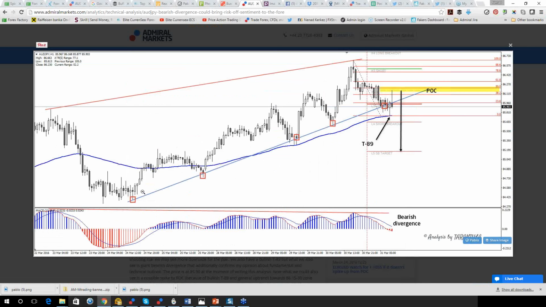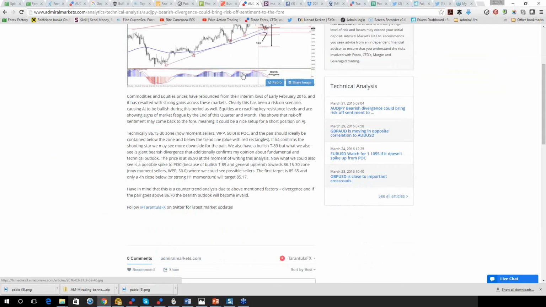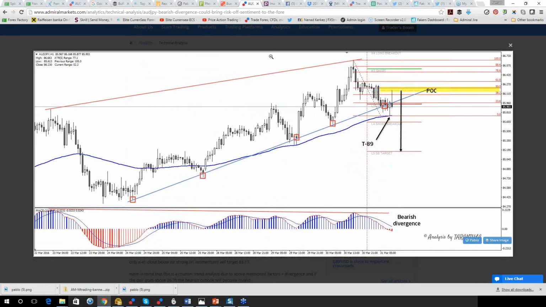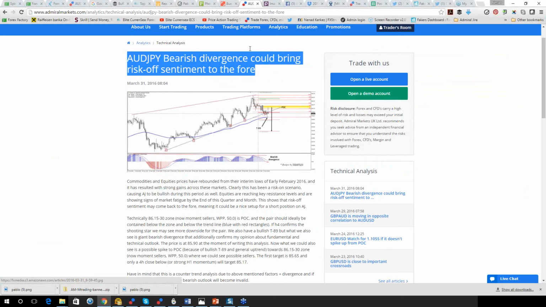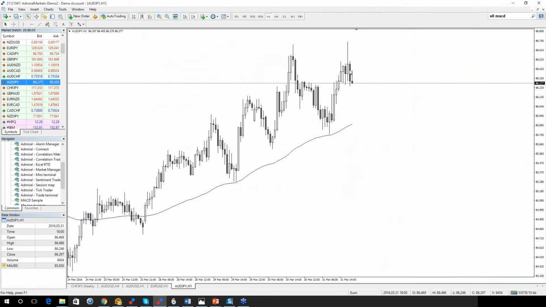T89, it is bullish. Look at this trend line, very bullish. But look at this bearish divergence. Look, huge. And yes, I presumed it could reject from here. And now it's rejecting, because this level held. I said, if the pair goes above 86.70, the bearish outlook will become invalid. It didn't go above. It touched the level here.